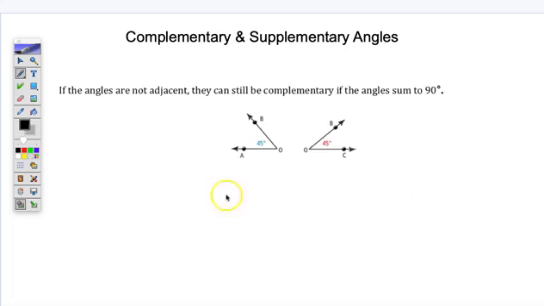Let's take a look at some examples where they're not adjacent. So here I have separated two angles, but if I still add them up, I get 90 degrees. So these are just complementary angles. They're not adjacent because they do not share a side any longer.